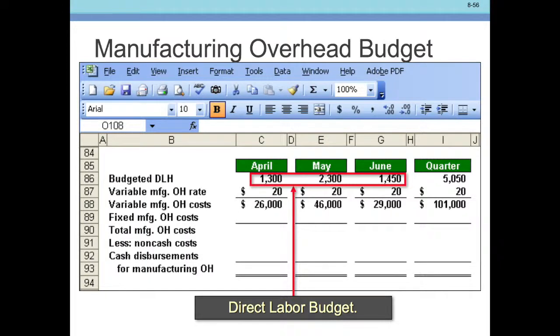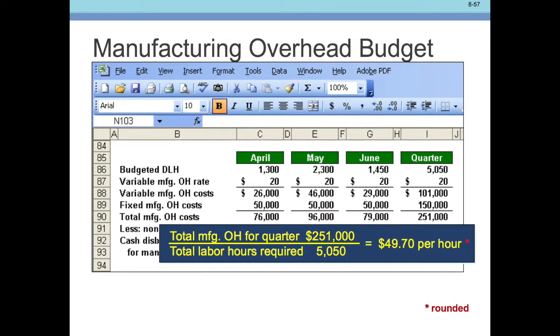So in this case, our direct labor budget is 1,300 hours, 2,300 and 1,450, and the variable overhead rate is $20 per hour. So 1,300 times 20 is 26,000 in the variable overhead rate. You can see all the numbers just fall in place with that. And then our fixed overhead rate is straightforward. It's 50,000, and we can get our total manufacturing overhead costs of the variable plus the fixed is the total. That should be relatively obvious.